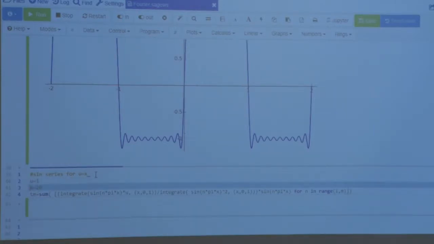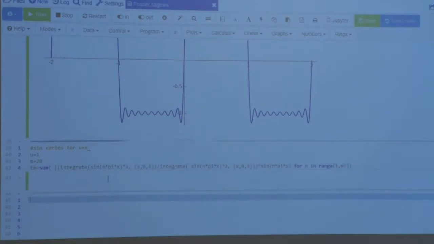Oh, yeah, now I need to plot that, huh? Okay, so let's do plot. No, not in that cell. So you can do Shift Enter.